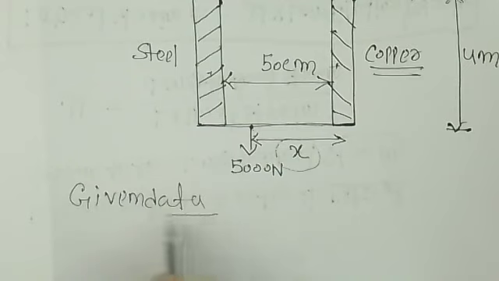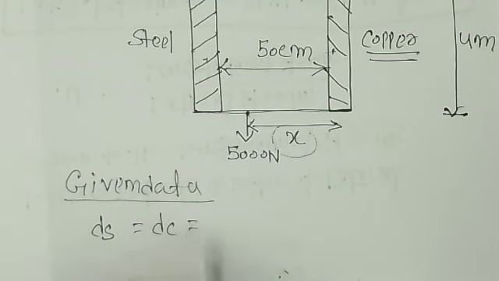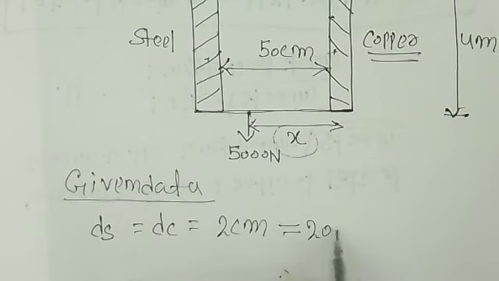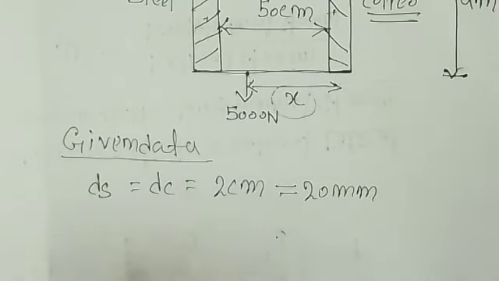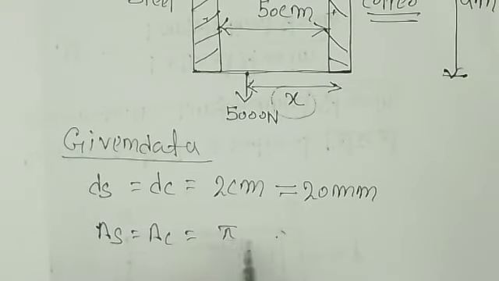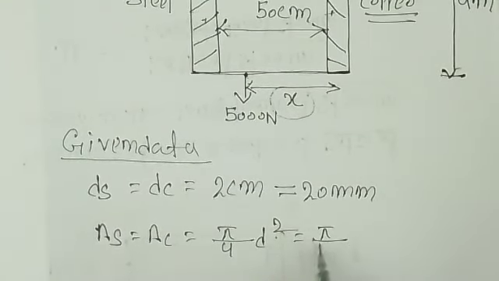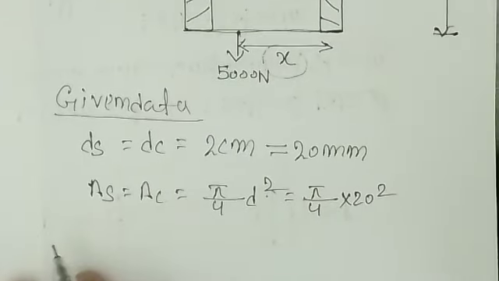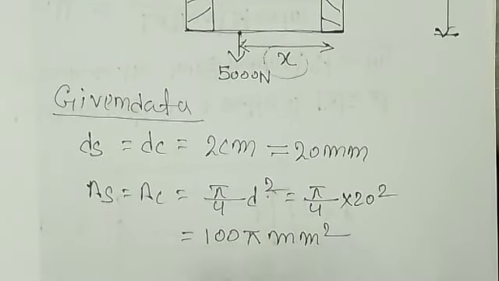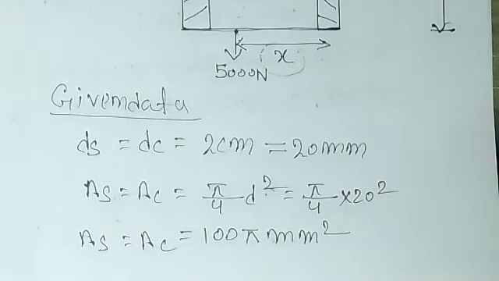Given data: ds is the diameter of steel and dc is the diameter of copper. Both are the same, which is 2 centimeter, and this is nothing but 20 millimeter. So here itself we can calculate the area. Diameter is the same, so area will be the same. As equals Ac, which equals pi by 4 ds square, any d, ds or dc. So this is pi by 4 into 20 square. On simplification you get 100 pi, let's take it in terms of pi only, in mm square. So area of steel is equal to area of copper because the diameters of steel and copper are equal.